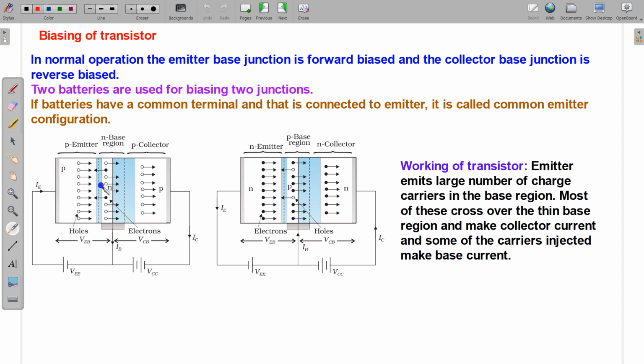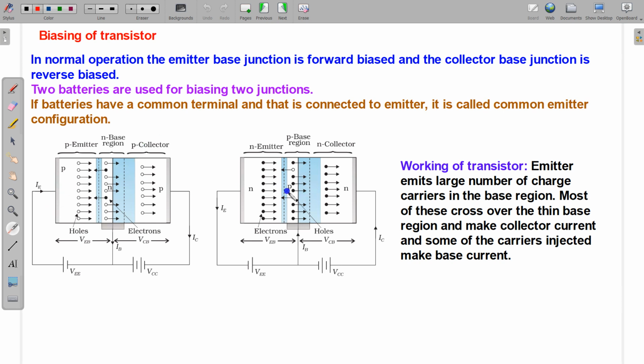Some of these holes which are not collected by the collector can go through like this, and this makes the base current. So this is the base current and this is the collector current. The collector current is coming like this, the base current is coming like this, and these two meet here. From Kirchhoff's current law, or the junction law, we know that in this region the current will be IB plus IC. Since IC is coming like this and IB is coming like this, IE will be IB plus IC.